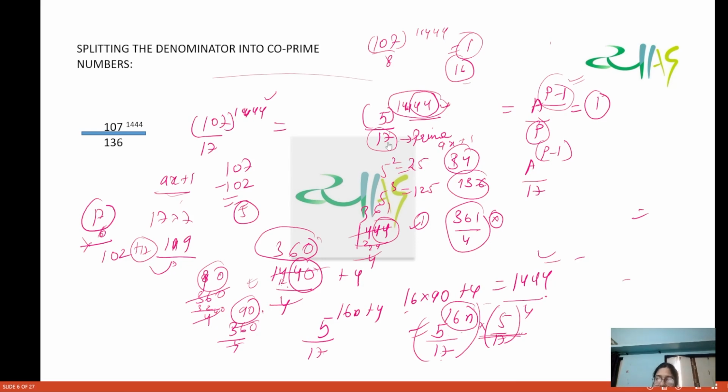So how did I do this? I took the help of a prime number theorem, and I got 1 as remainder. Now just raise 5 to the power 4 divided by 17. Whatever will be the remainder here will be your remainder. Now you can obviously solve this, because 5 to the power 4 is 625. So just divide this.